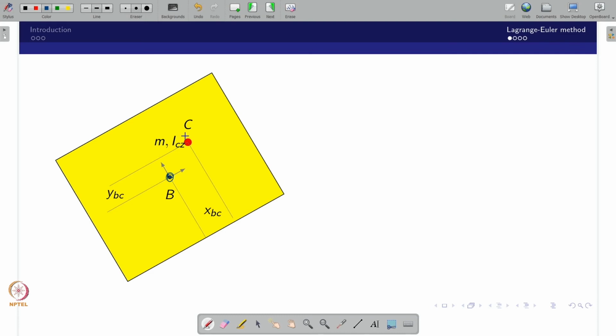So I am just giving this as a disclaimer. The I is, you can say, a tensor, but here, since it is moving in the xy plane, I am taking only the I_CZ. Now what one can see is the energy-based approach, what Lagrange said.